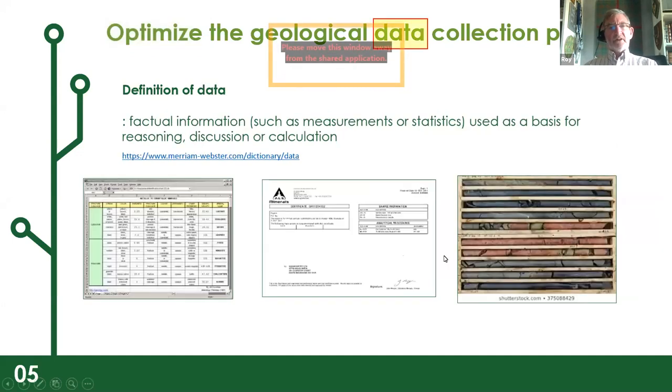Okay, if you move on to data, again, from the same source, what is data? So here we have a simple definition. It's factual information, such as measurement or statistics, used as a basis for reasoning, discussion, or calculation.